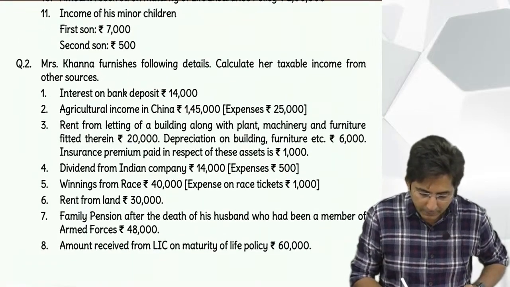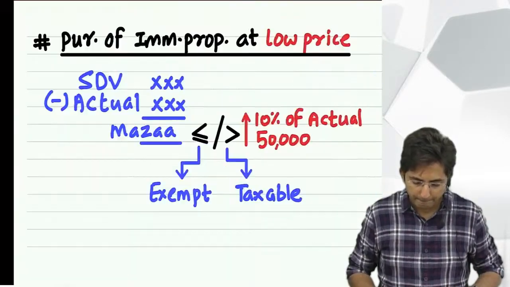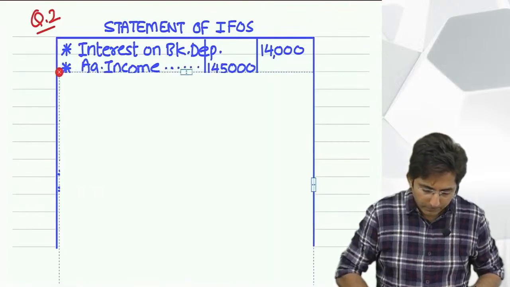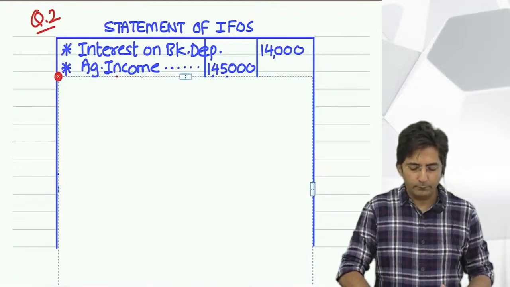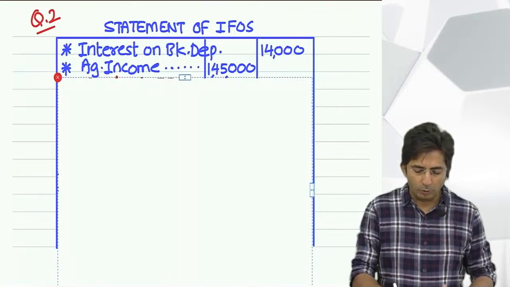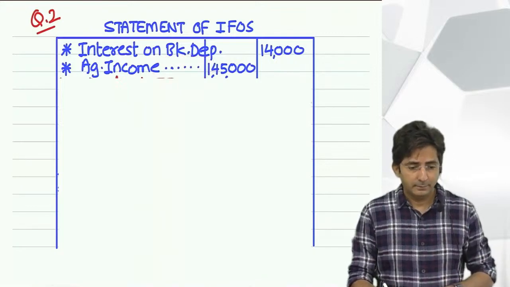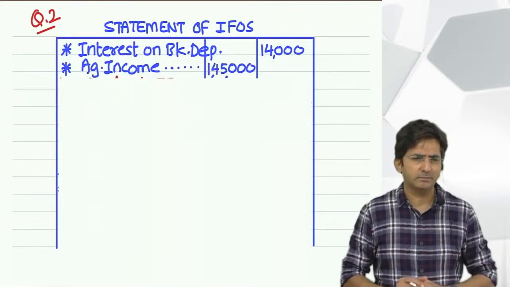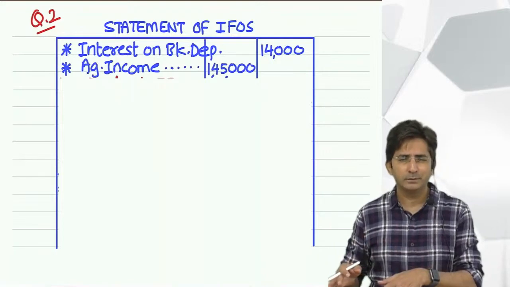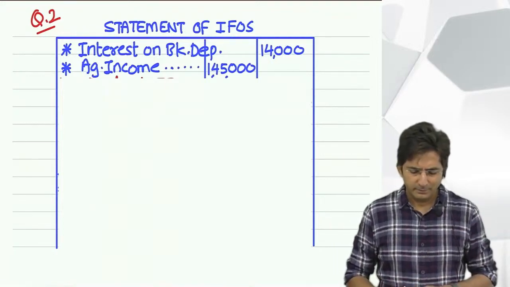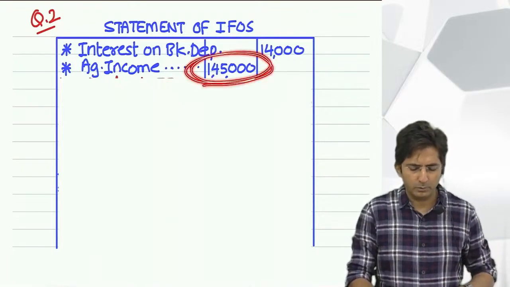So let us write agriculture income in the inner column. I have written here agriculture income, inner column 1,45,000. You write it fully; I have written dot dot dot, which means I have not written it in detail. In China. Regarding wordings, you don't take any tension. There is no law that you have to write this language or that language. Whatever appears in the question, copy that same thing. Agriculture income in China, 1,45,000 in the inner column.